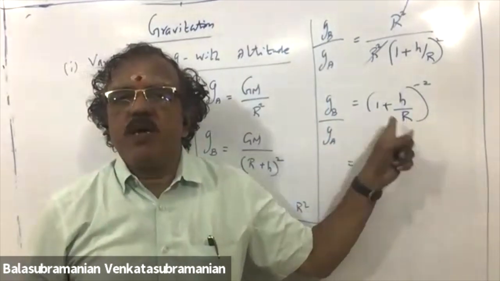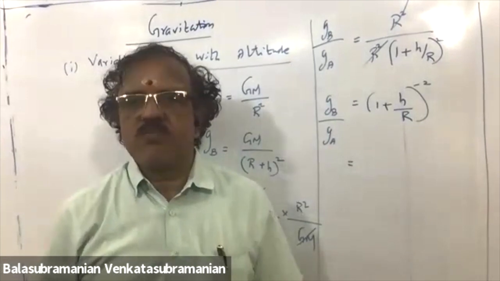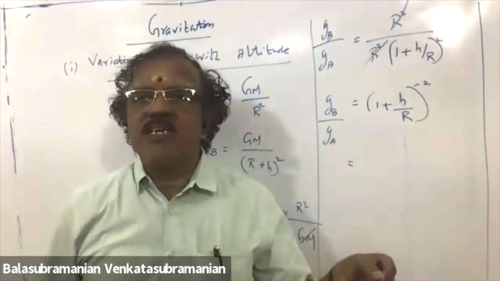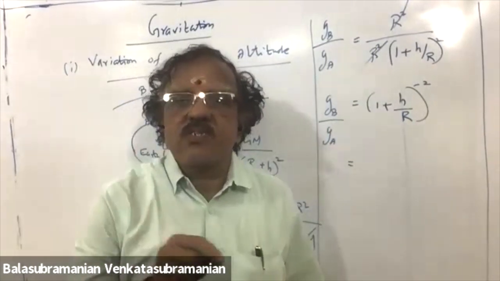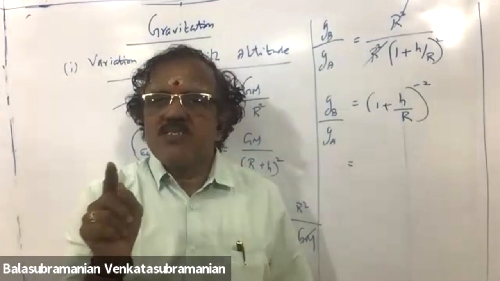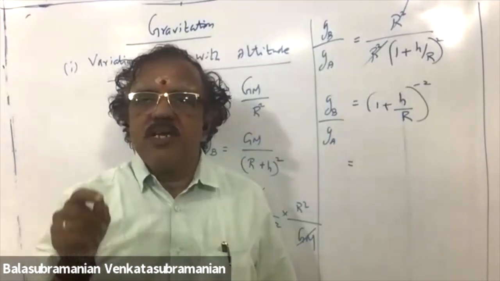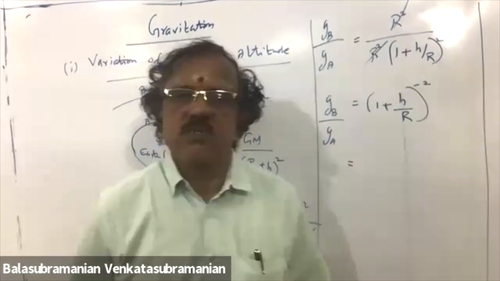Expanding binomially, there is a formula called binomial expansion. (1 + x) to the power minus n is 1 minus nx plus n(n+1)x² by factorial 2 minus nx³ by factorial 3. Like that it continues.